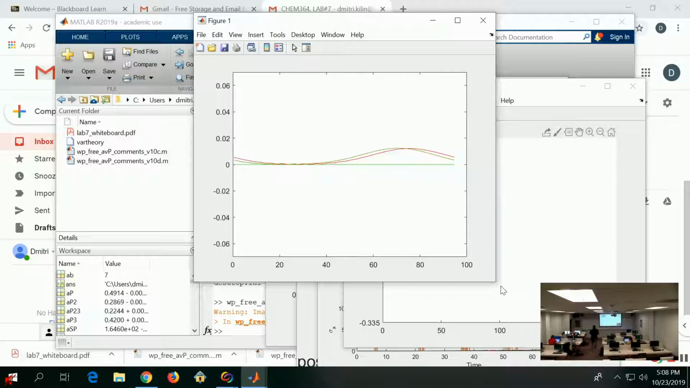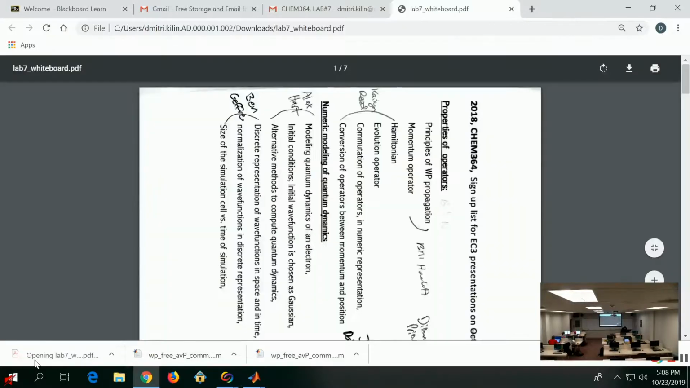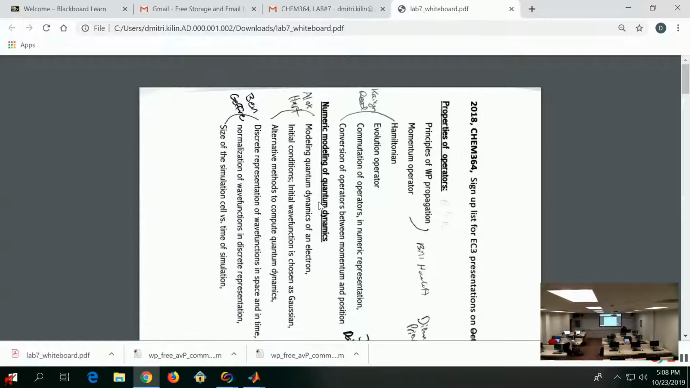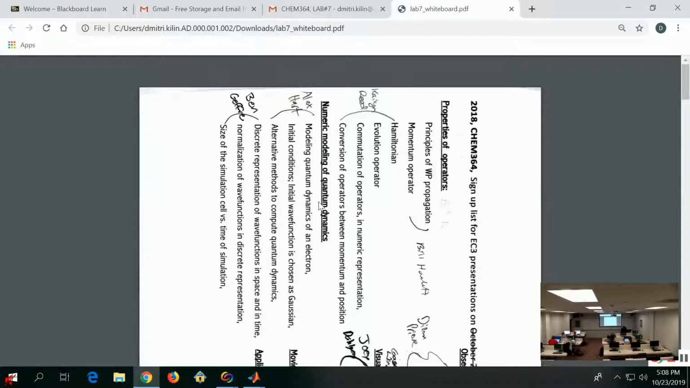Yeah, the PDF has a sign-up list from previous year. I just downloaded it in case we need to see the list of subjects. It's mostly for me, to know what to follow, which subjects to explain.